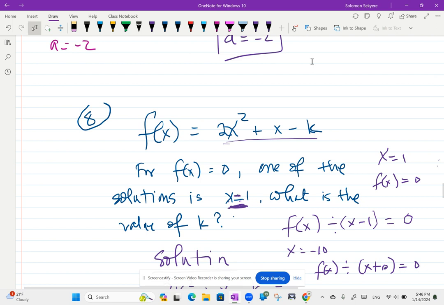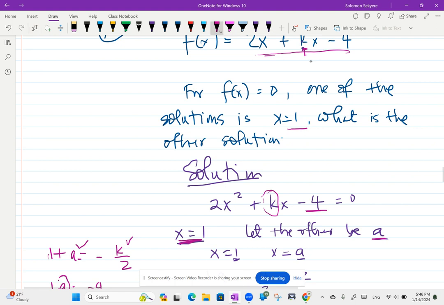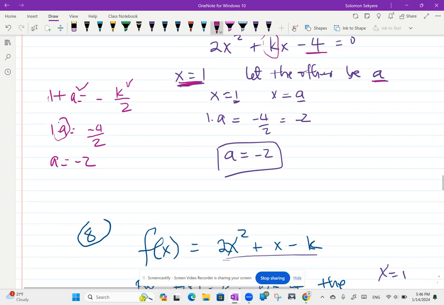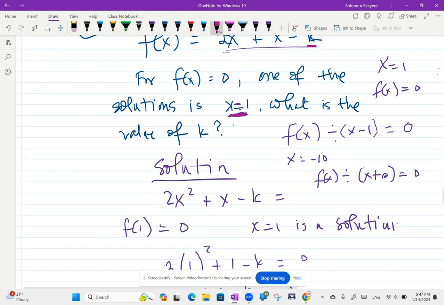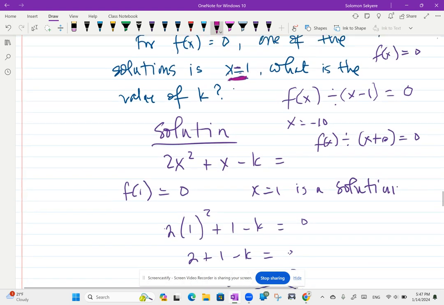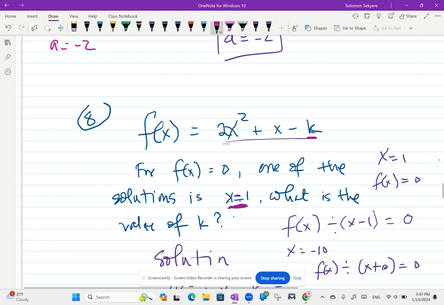Of course, the longer route is that we could have put in, since f of x equals 0, we could have put in x equals 1, right? If we put x equals 1 in there, we can find our value of k, and then we can come back and factor it. But that's the longer route. Finding k, coming back, and then factoring it to get the other one.